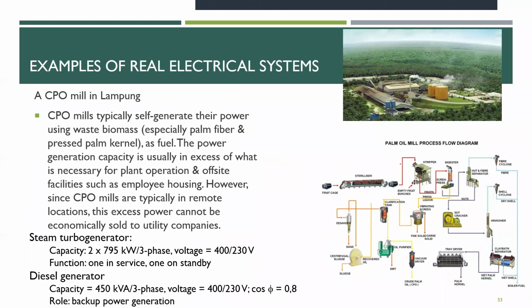Okay, the third example is the CPO or crude palm oil mill in Lampung. The CPO mills typically also self-generate, so they do not use imported electrical power. They use waste biomass, typically palm fiber or palm kernel, as a fuel. So the power generation capacity is usually in excess as well, similar to the one generated from the pulp and paper plants. They produce excess electricity.